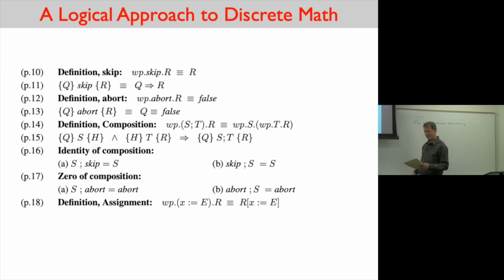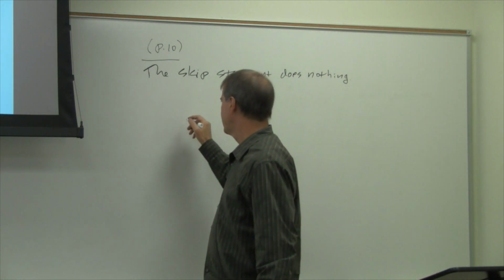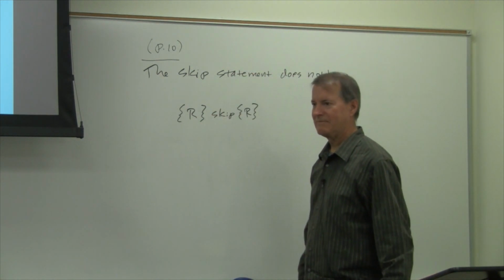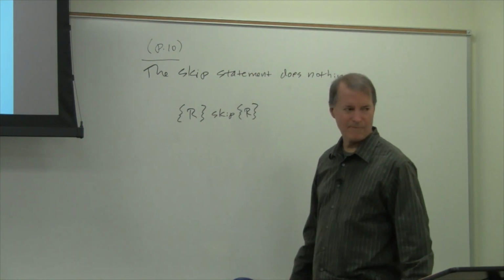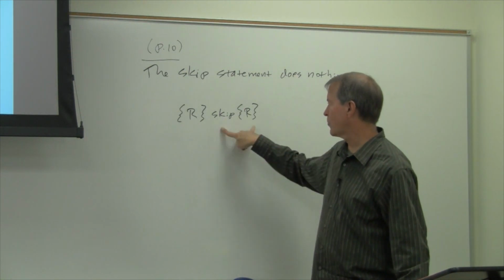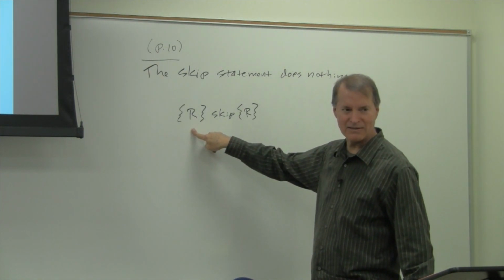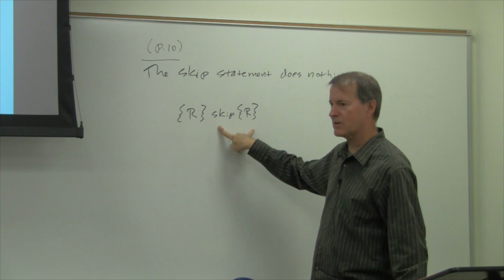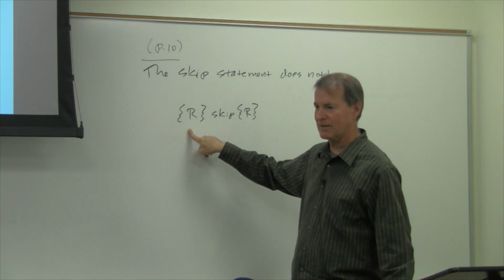Well, the whole thing is a Boolean, isn't it? Yeah, but what does it mean, wp.skip.r equivales r? It means the whole triple is equivalent to the postcondition. In order to have the postcondition, the weakest precondition is a precondition, right? The weakest precondition of skip and R is a precondition, yeah.